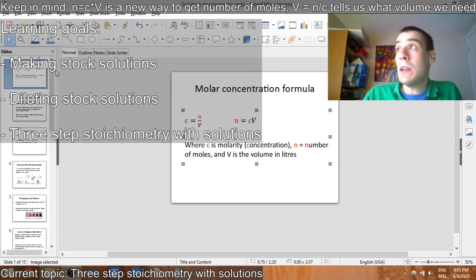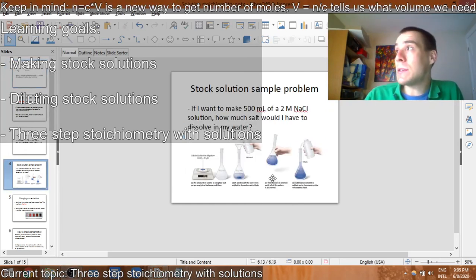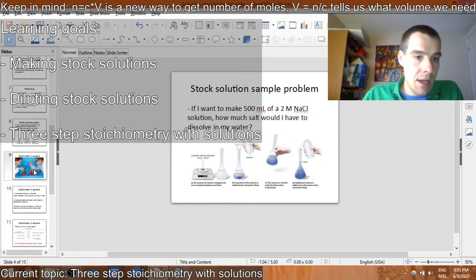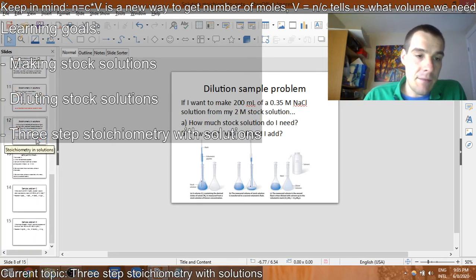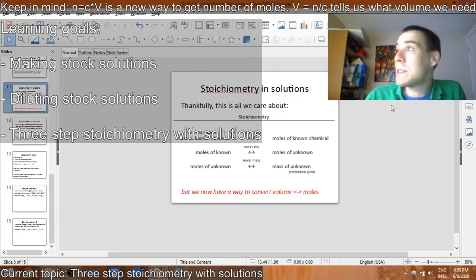Just to remind you, we made some stock solutions. Here's how you make a stock solution. You have to weigh something out, put it in the water, and then fill it up to the line. Then we talked about diluting some stock solutions, where you take a sample of your stock solution, put it in a new flask, and you fill that up to the line to make your dilute solution that you're going to use in the lab. And then we talked about stoichiometry, 3-step stoichiometry with solutions. We just did some practice problems with that.